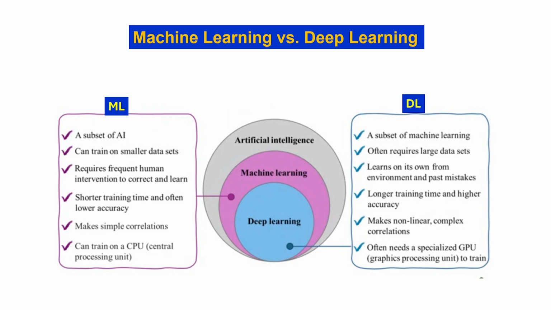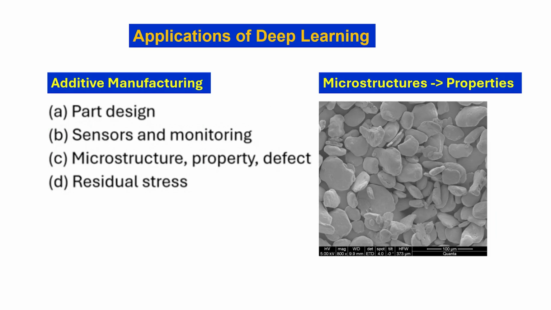ML can train on a CPU, central processing unit, but DL requires a GPU, graphics processing unit, to train, because they are using images, video, and a lot of other data, that is why.